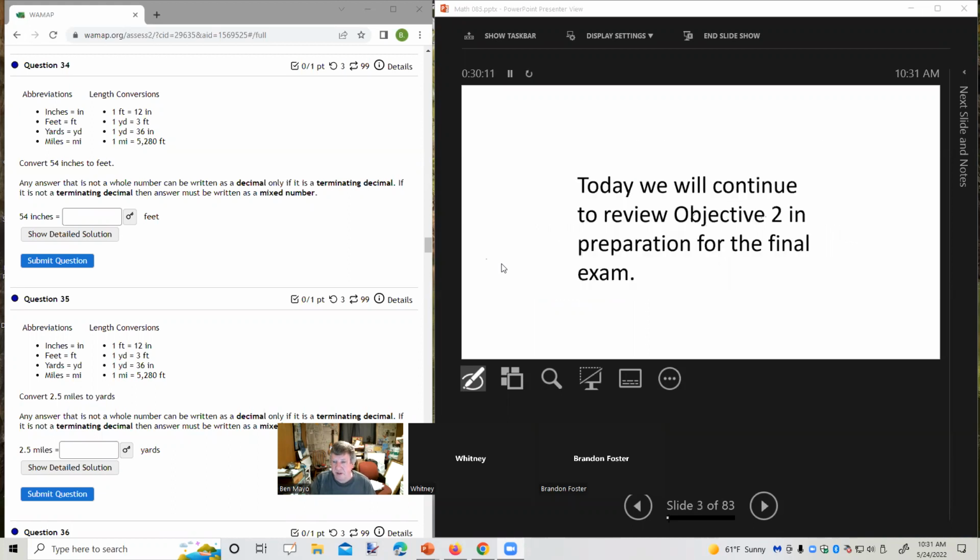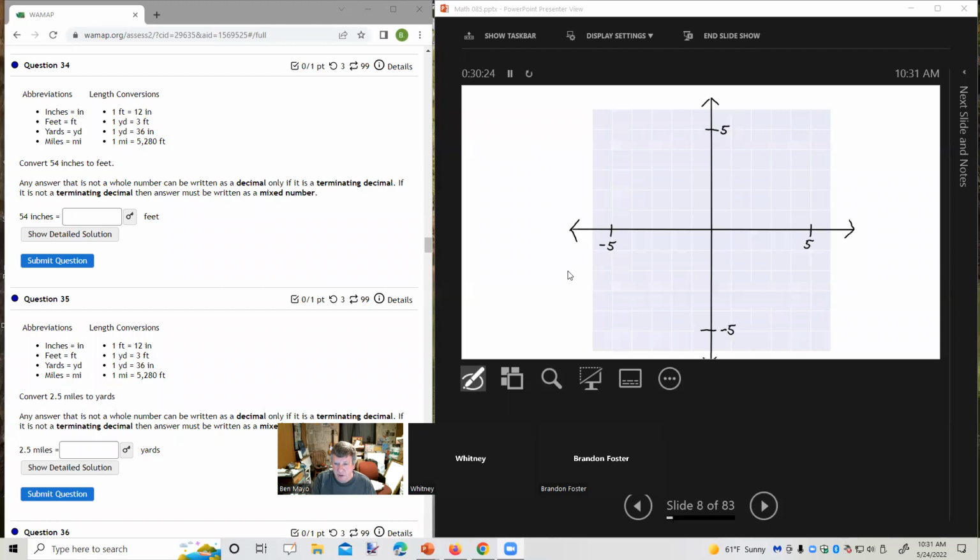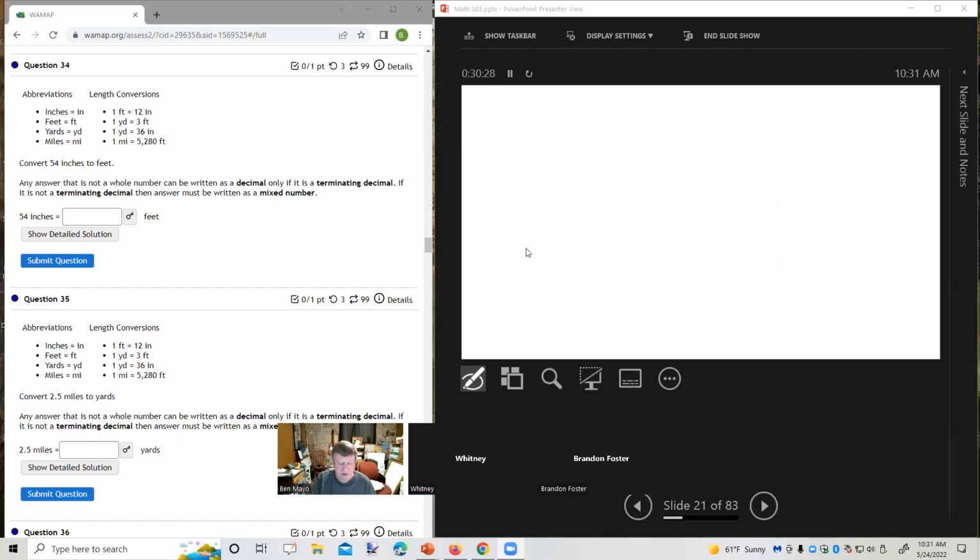All right, so today we're going to continue with, it says objective, but it should be outcome 2. We started it yesterday, so we'll continue that today. If you have any questions, please stop me and I'll answer those questions. Otherwise, I'll just keep going on with problems. So we're going to start with number 34, and we're dealing with unit conversion.